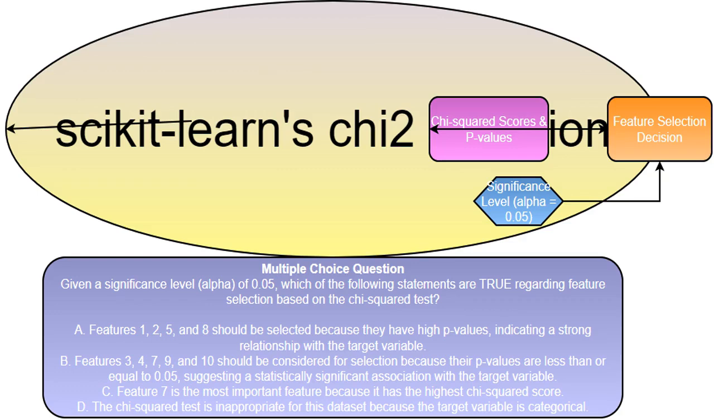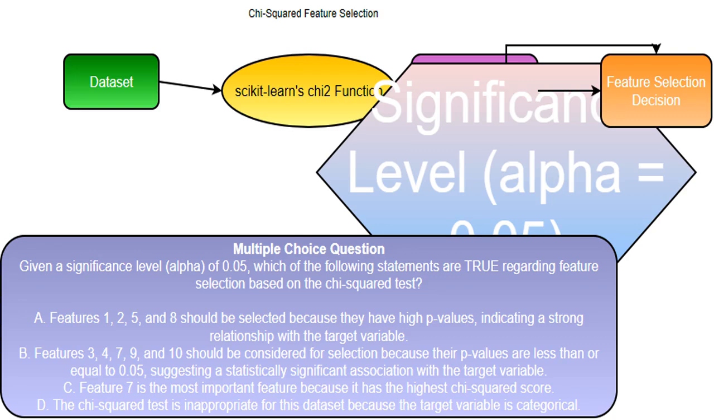The chi2 function in scikit-learn gives me two things: chi2 scores and p-values. Each feature gets its own score and p-value. The chi2 score shows how strongly a feature relates to customer churn. The p-value tells me if that relationship is statistically significant. Alpha is my significance level. I set it to 0.05, which is a common choice. This means I'm willing to accept a 5% chance of incorrectly saying a feature is important when it actually isn't.